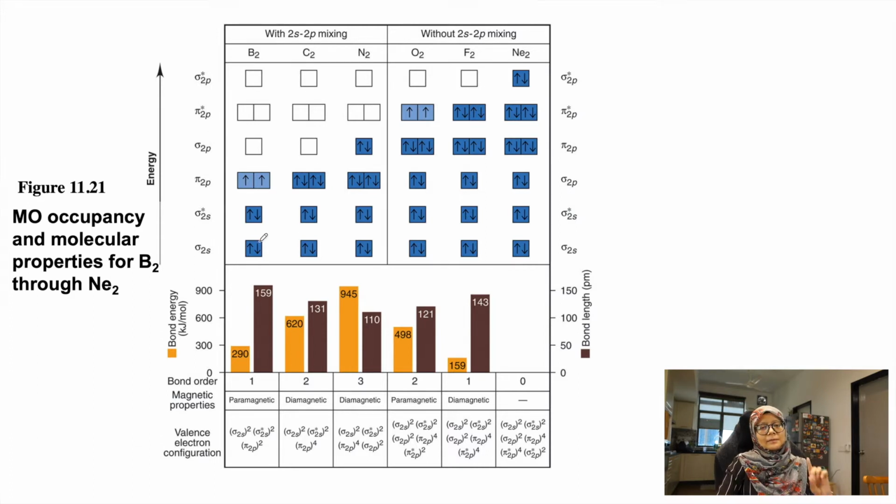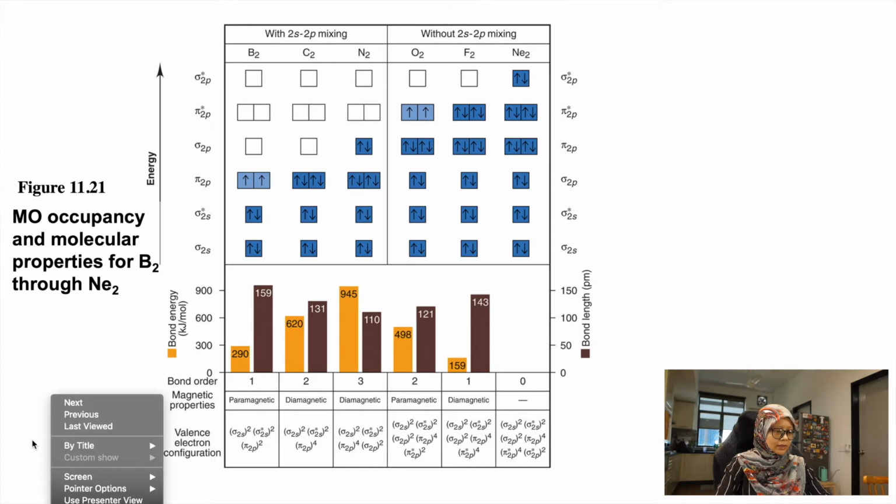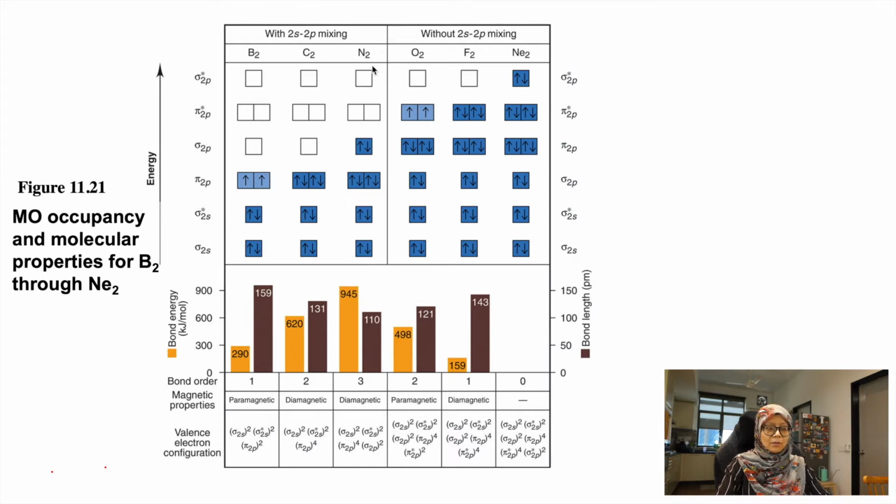In order to become paramagnetic, you need a minimum of 1 unpaired electron. The same goes for oxygen here. We have 2 unpaired electrons, so O2 is actually paramagnetic. While for fluorine and neon, both of these are diamagnetic, because all of these have paired electrons. Other than this, you can determine the bond order. From these all 6 molecules, Ne2 does not exist.